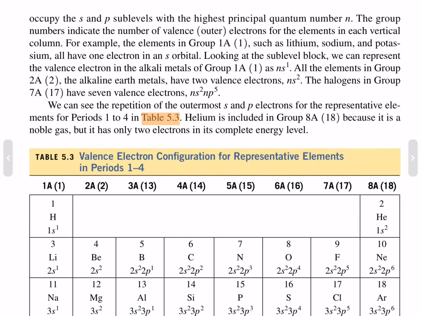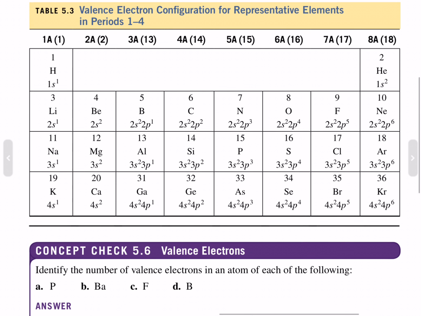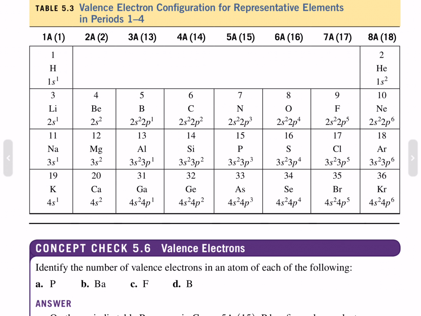We can see a representation of the outermost s and p electrons for the representative elements for periods 1 to 4 in Table 5.3. Helium is not included in Group 8A because it is a noble gas, but it only has 2 electrons in its complete energy level. So 1s1, 1s2, 2s1, 2s2, 2s2 2p1, 2s2 2p2, 2s2 2p3, 2s2 2p4, 2s2 2p5, 2s2 2p6.